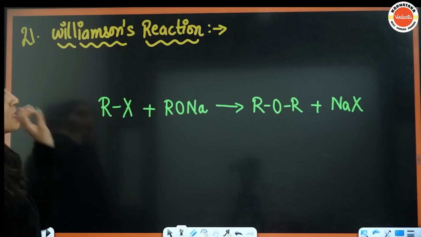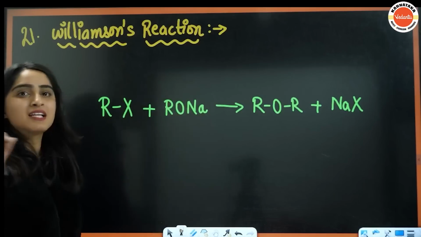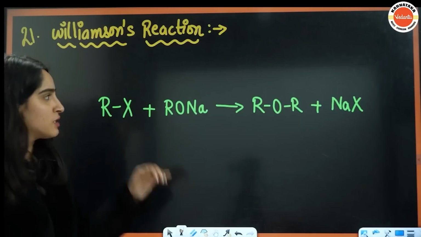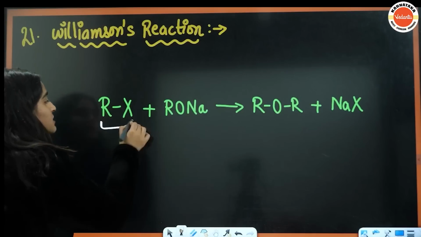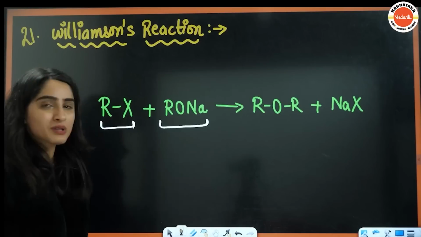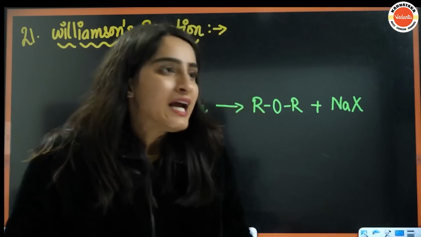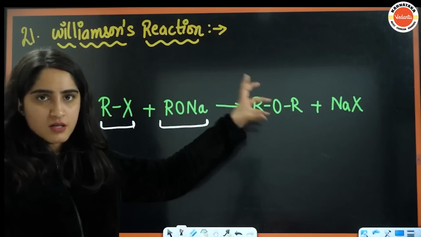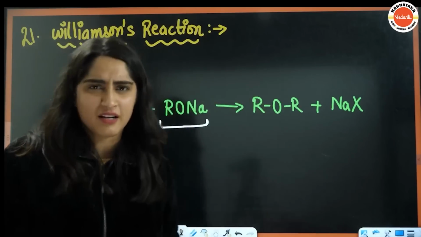Right. So next is Williamson reaction. Williamson synthesis is different. So now Williamson synthesis or reaction, we say this is RX and this is RONa. If they are going to ask some question, either they are going to ask this Williamson synthesis, or they're going to ask the reaction of ether with HX. That's it. No other reaction is going to be asked.